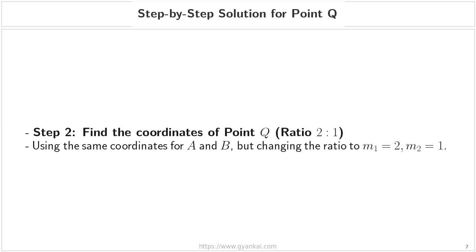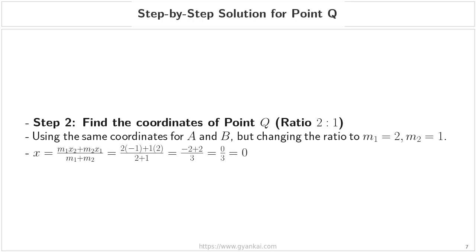The only thing changing is our ratio, where m1 equals 2 and m2 equals 1. Let's calculate the x-coordinate first. Using the section formula, m1 times x2 plus m2 times x1, all divided by m1 plus m2. When we substitute our values, we get 2 times -1 plus 1 times 2, all divided by 2 plus 1. This simplifies to -2 plus 2, which gives us 0/3, and finally our x-coordinate is 0.